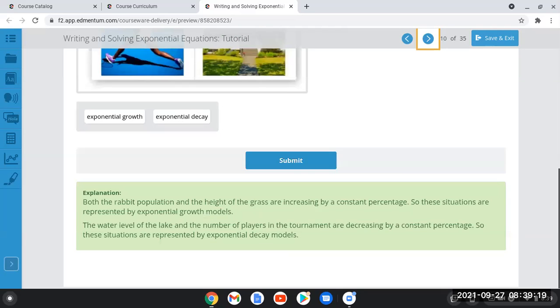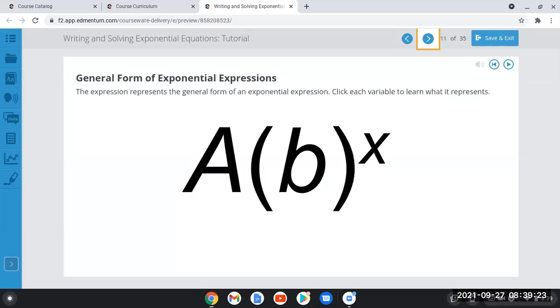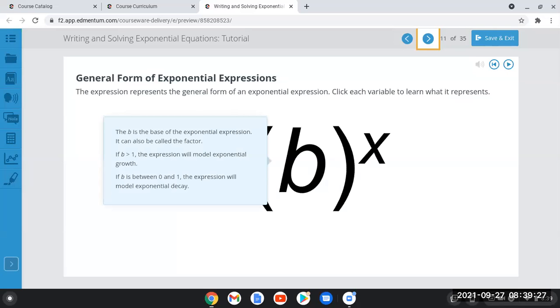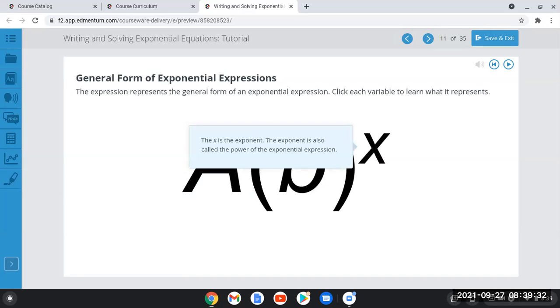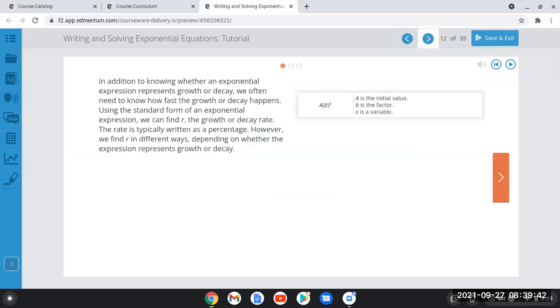Okay, so here's the form. The variables tell you what it is. This is b. X is the exponent, that's why it's smaller. And a is what you're multiplying by. We'll walk through this real quick and go to the next problem here.